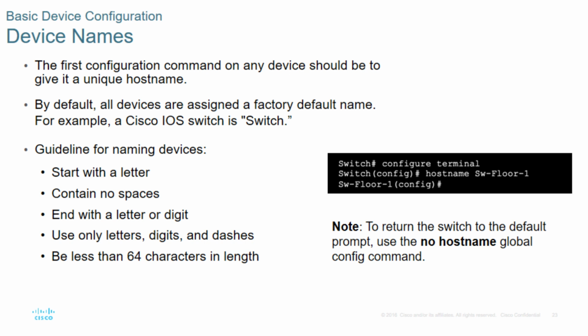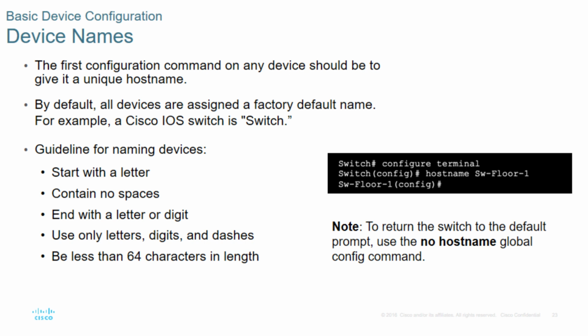So when the naming convention has been identified, the next step is to use the CLI to apply the names to the devices. As shown in this example, from the privileged mode, access the global configuration mode by entering config terminal. Okay, so notice the change in the command prompt.